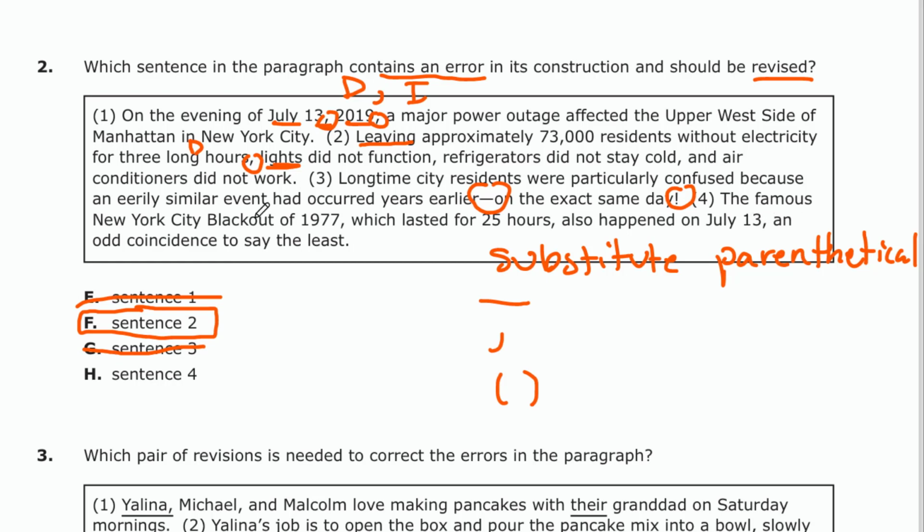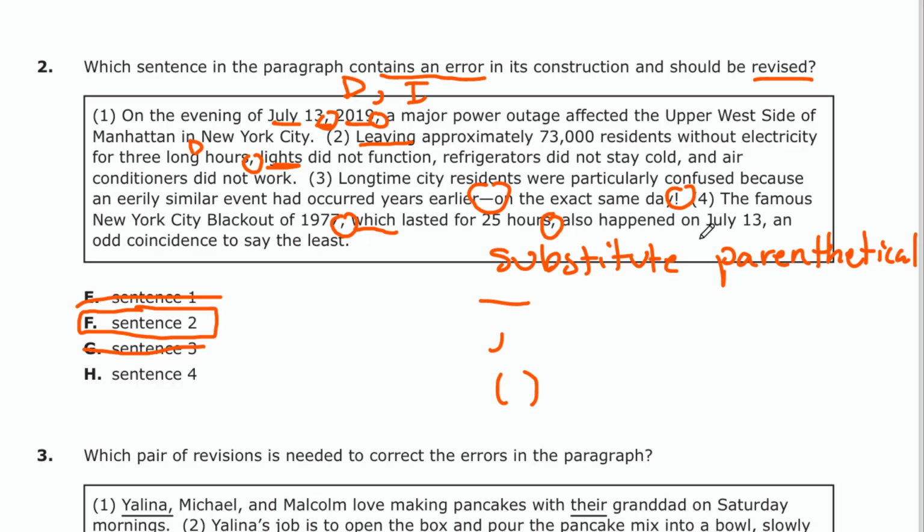4. The famous New York City blackout of 1977, comma, which. So remember the relative pronoun which starts a relative clause or phrase, always dependent, can never stand by itself, which is almost always preceded by a comma, unlike that, which is considered restrictive and almost never takes a comma before it. So remember the which versus that. That's a good clue on whether you need a comma or not before it. So I do need that comma beforehand. Which lasted for 25 hours. That's the parenthetical clause, separated on the other side by a comma as well.